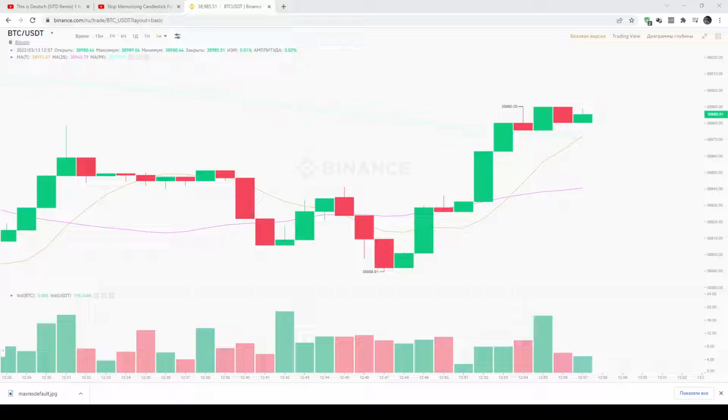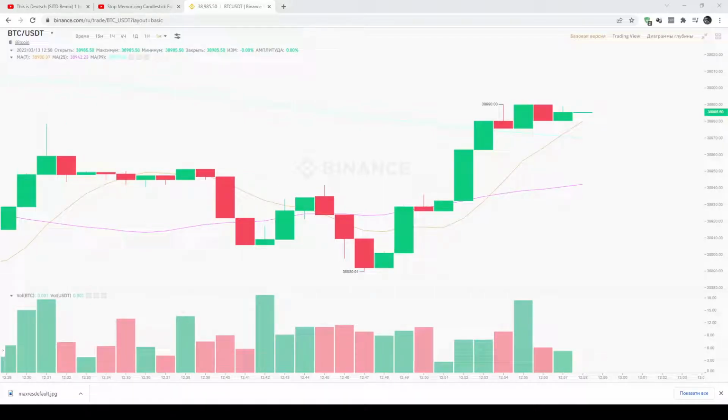You know what happens when you overcomplicate your analysis? You start missing out on good trade setups. You let your losing positions run, and in general you are overthinking all the time. So let's simplify candlestick trading.